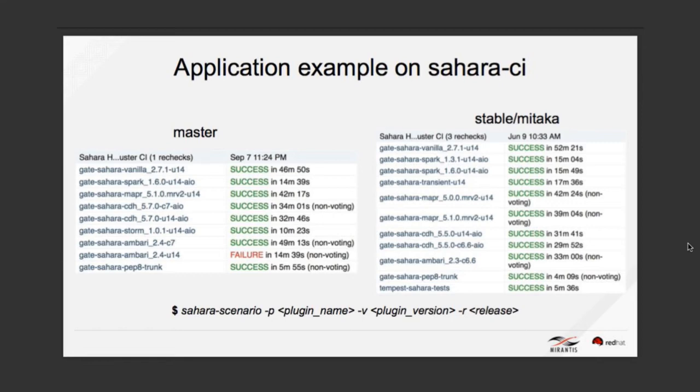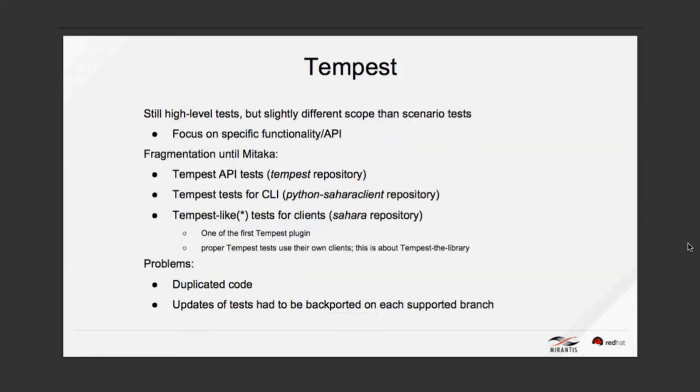Okay, the next part is Tempest. The other half of the content of the Sahara tests repository is made up of Tempest tests, which are still mostly high-level tests. And it's true that you can have scenario tests also in Tempest, but as you have seen, the configuration for the scenario tests requires quite a complex configuration and they are real end-to-end tests. The focus for the Tempest tests that we have is more on specific functionalities, the API. We are extending also to some more scenario types, but it's a bit different.